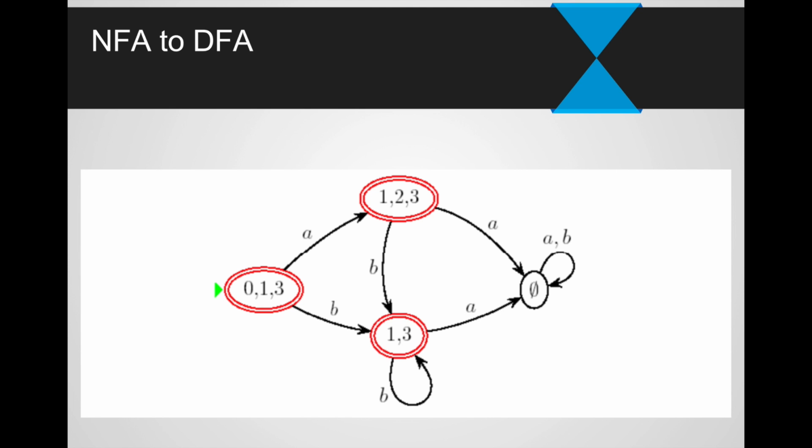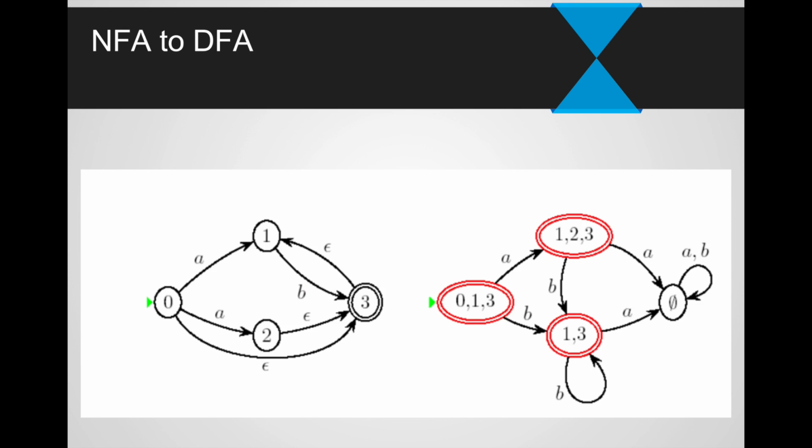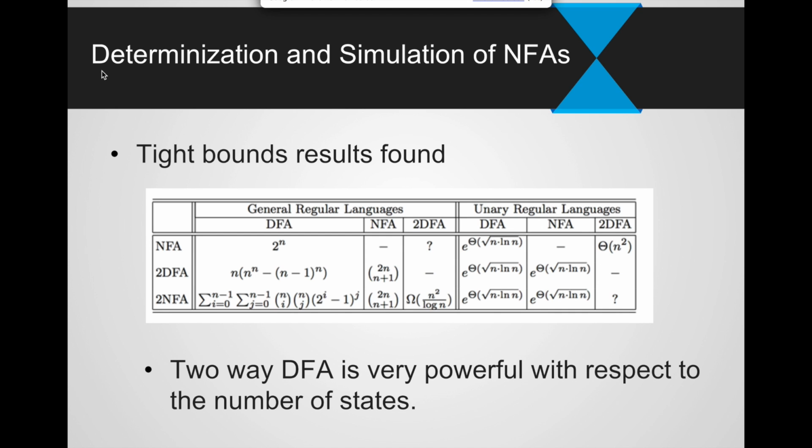There are 3 final states: 1, 0, 1, 3, 1, 2, 3, 1, 3. Now the tight bounds result. Tight bounds are used to calculate the complexity of a computation. It's the time it will take to compute a certain operation. It's between big O notation and omega.